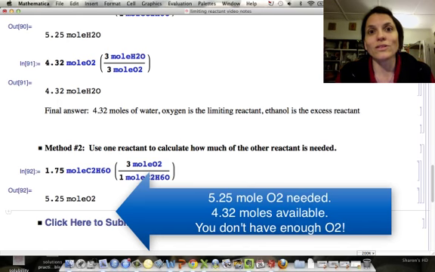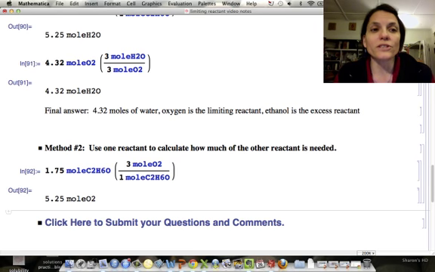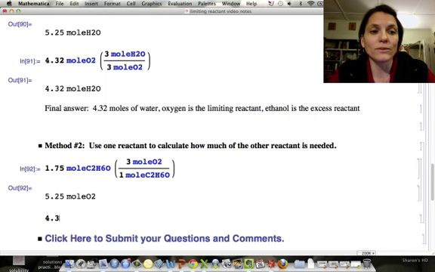So again, method 2 agrees with method 1. Either one will work. What that tells us is we don't have enough oxygen to react all of this ethanol. So therefore, oxygen is the limiting reactant. Once we know that oxygen is the limiting reactant, we set up the problem based on the oxygen. So we would set up the problem with 4.32 moles of O2.